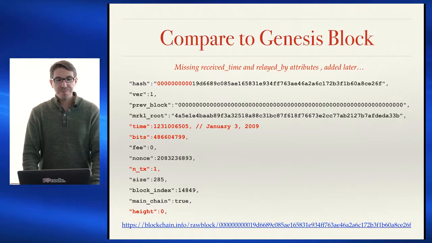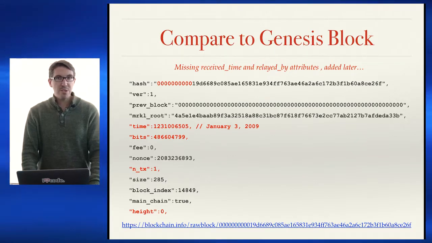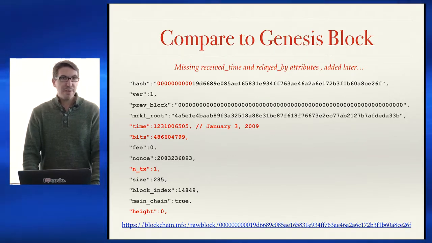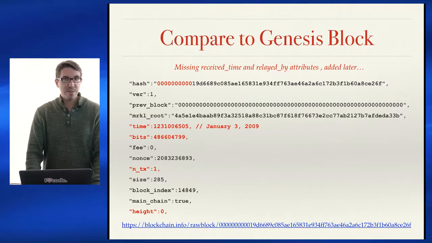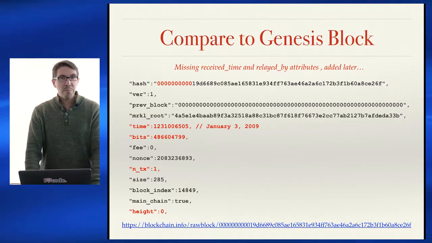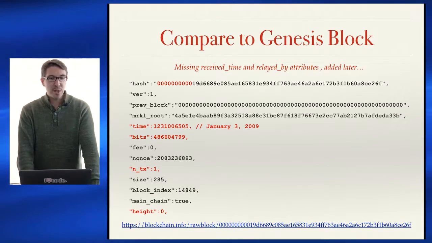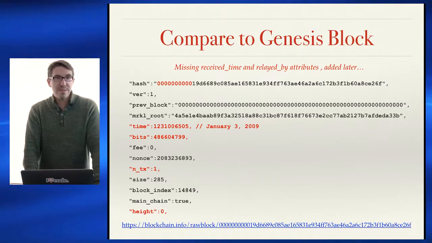The time that it was generated was January 3rd, 2009, which, interestingly, there's quite a gap between the first block being published and when it was actually generated. So Satoshi apparently generated this block and then waited about a week before sending it out. The number of transactions in the Genesis block was 1. It was just the Coinbase.